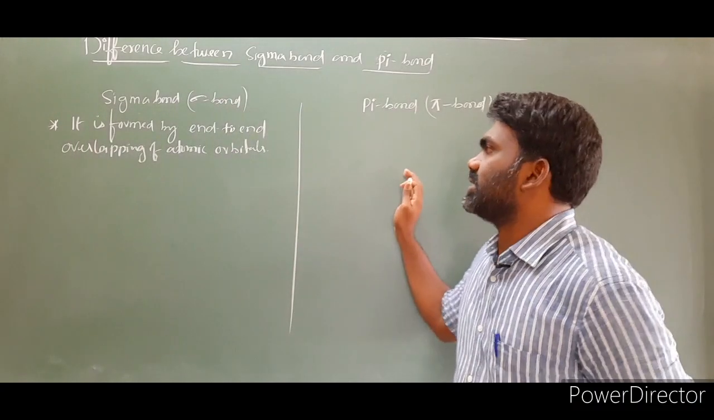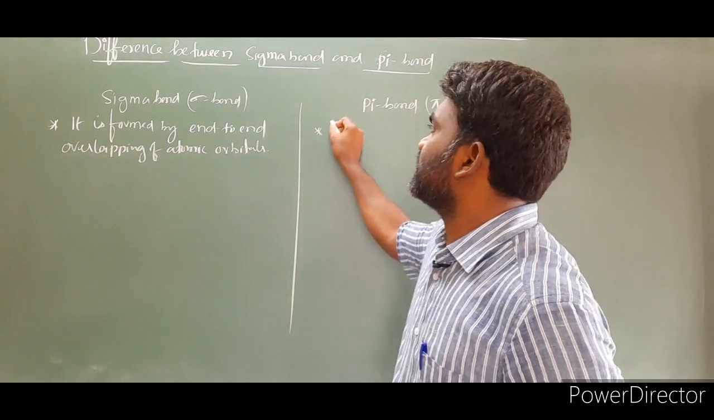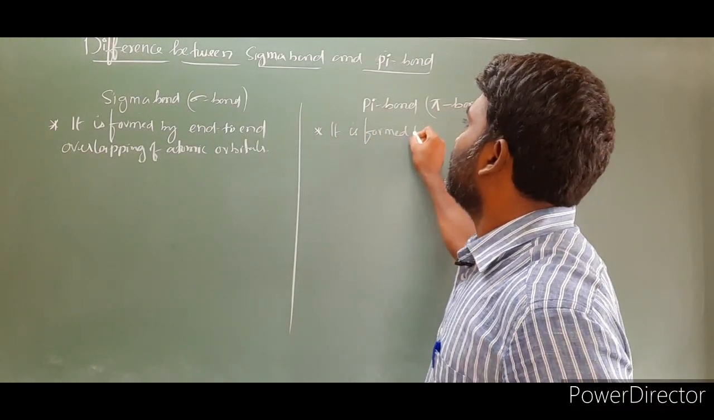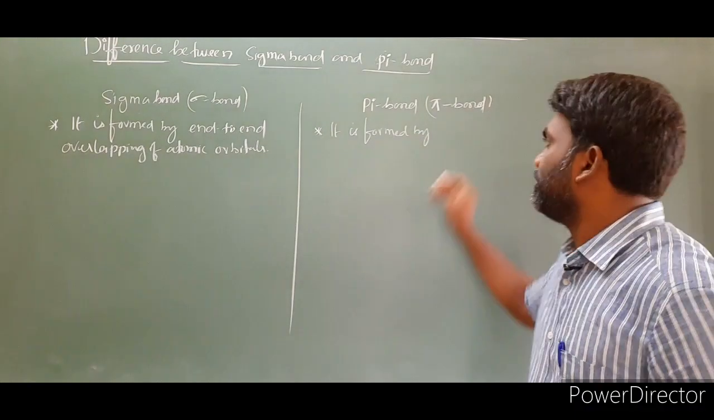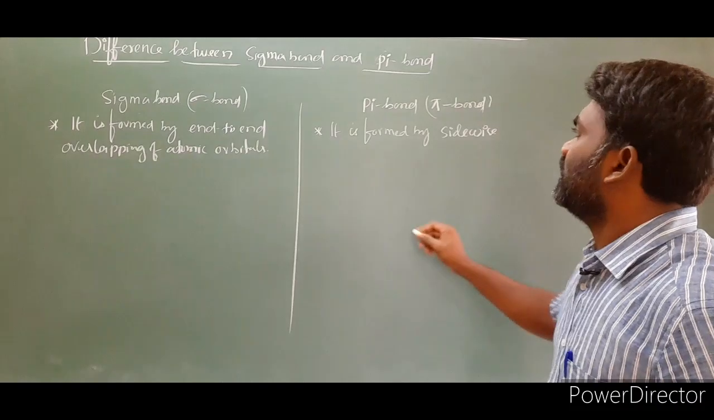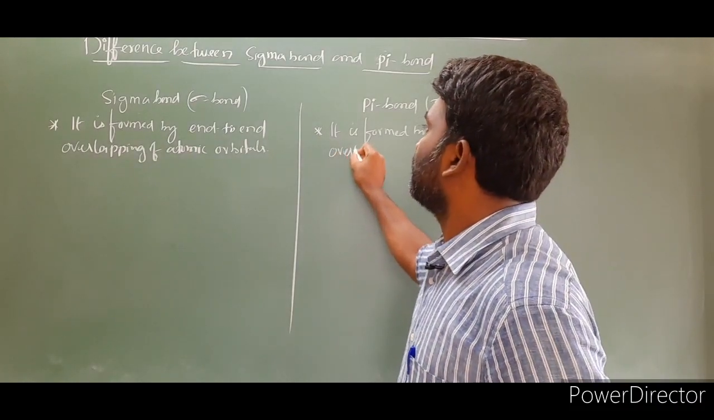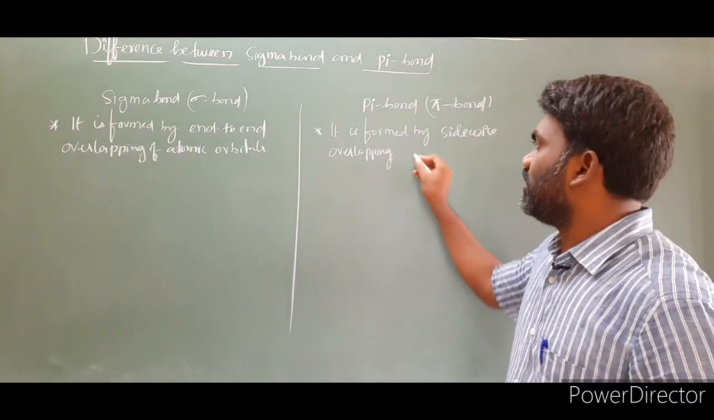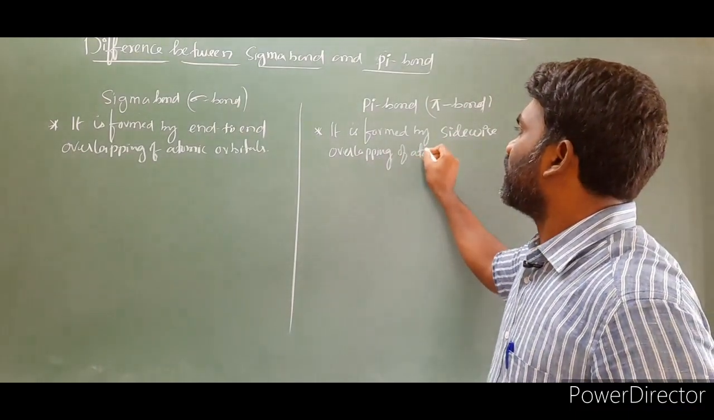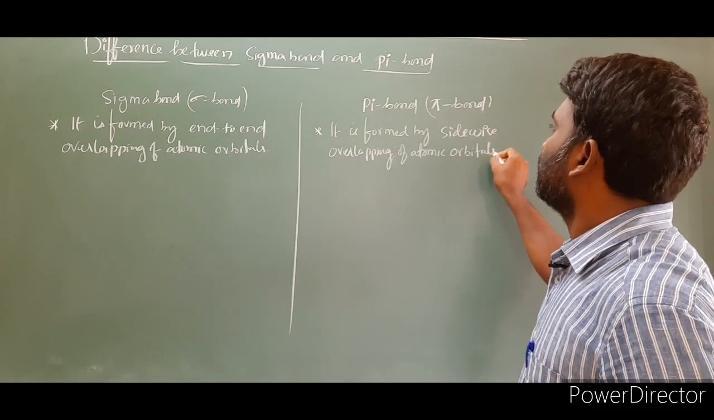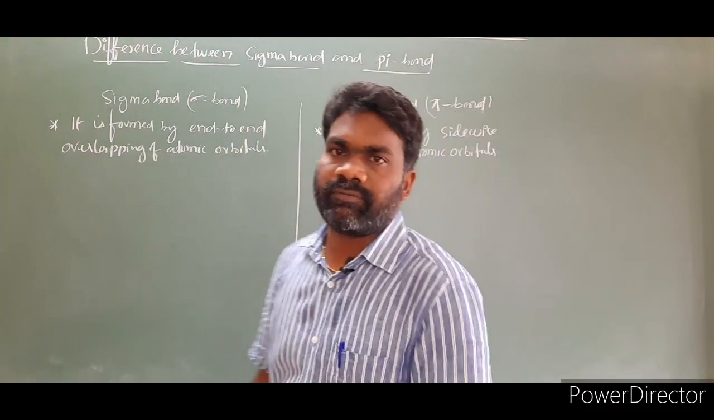Now the difference for this case: it is formed by sidewise overlapping of atomic orbitals. Sidewise overlapping of atomic orbitals. This is the first difference.